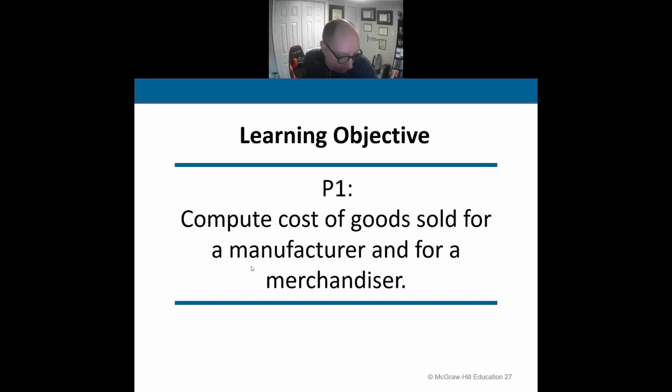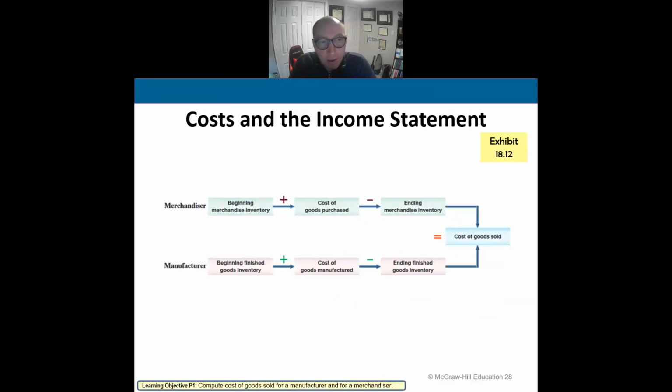We talked a lot about cost already. In manufacturing, the total cost of a product is direct labor, direct materials, and factory overhead. Those costs are what we call the cost of goods manufactured. Okay, here's how it works to get to cost of goods sold. Cost of goods sold on the income statement, that's the cost of the product when we sold it. Cost of goods sold.